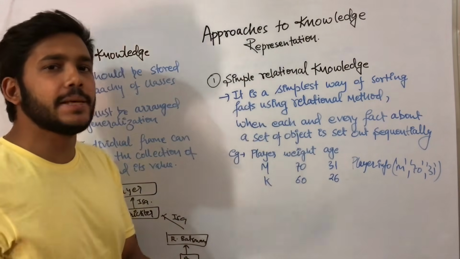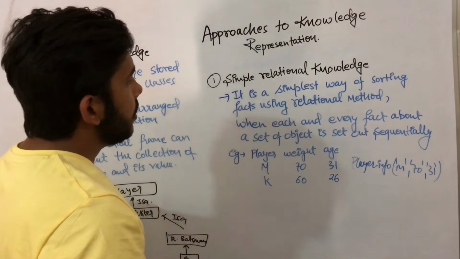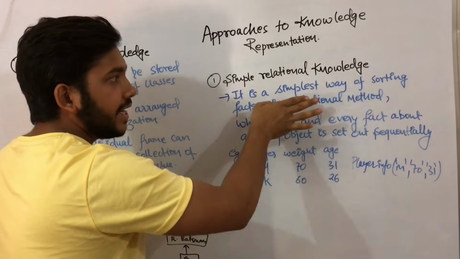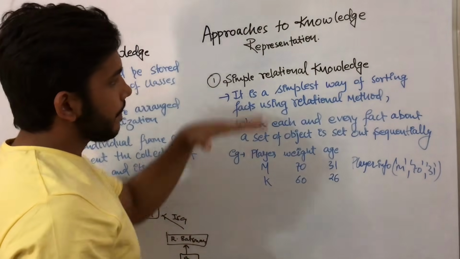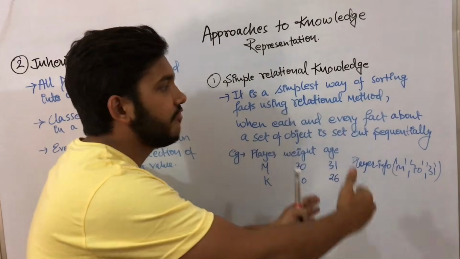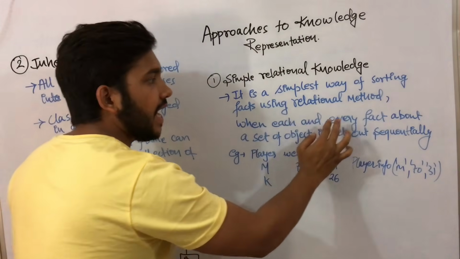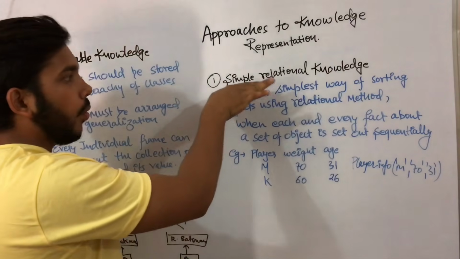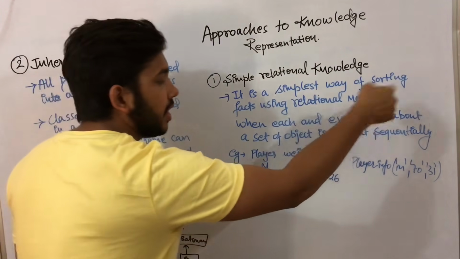So what is simple relational knowledge? In simple relational knowledge, it is the simplest way of storing facts using relation methods. In this approach we use the relation between the different facts for a given object. This simple relational knowledge is used when each and every fact about a set of objects is set out sequentially.